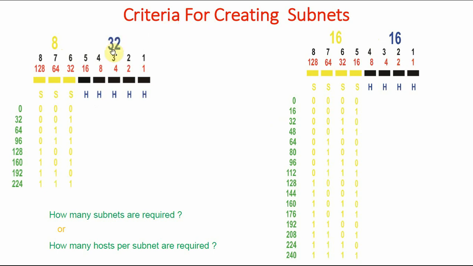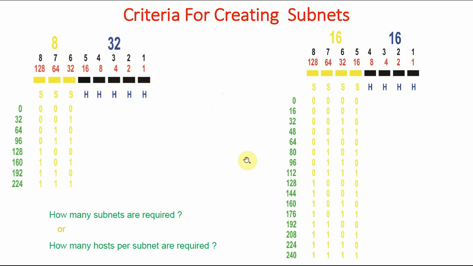Why are we not saying 32 hosts? Because we always know that 2 are reserved. That means if we want 30 systems to use, then our subnet should actually contain 32 hosts, because 2 will be reserved.